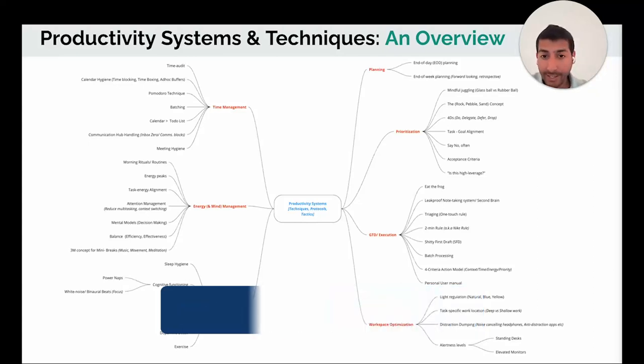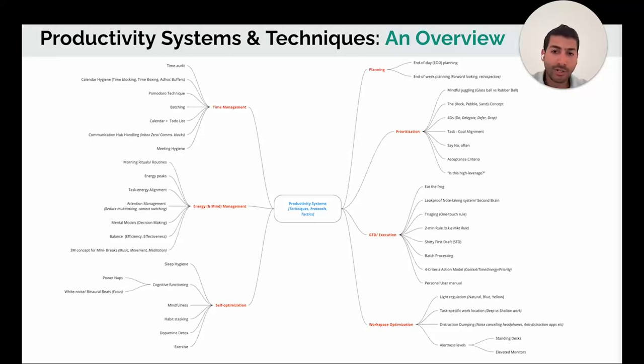Now, a productivity technique, on the other hand, is more specific, right? It's more tactical, and they're obviously smaller in scope than systems, and they can be used within the framework of different systems, right? And what I mean by this is you could have a technique called batching, which is relevant both in the execution sense, right, under the GTD system, where you could choose to do a similar set of tasks together, right, in the same time block. And it's also relevant in the context of time management, right, where you might want to batch and time block for a certain set of tasks that are similar in nature. So they're pretty flexible in that sense.